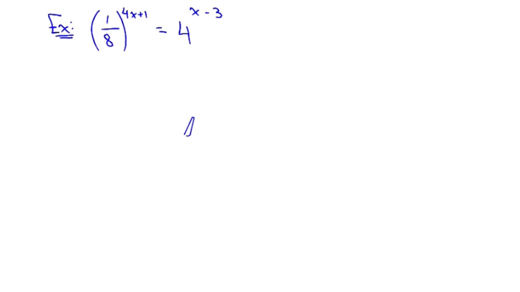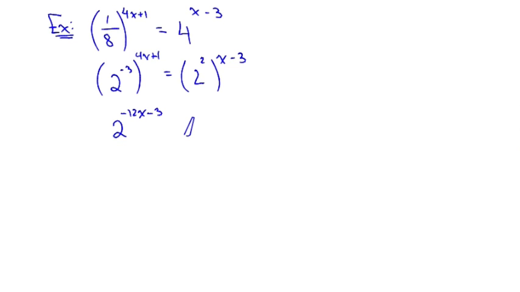Negative 3. So remember, reciprocals, negative powers. So this becomes 2 to the negative 3 raised to the 4x plus 1 is equal to, and then 4 of course is 2 squared raised to the x minus 3. Power to a power, what do you do? Multiply. So this becomes 2 raised to the negative 12x minus 3. The other side becomes 2 to the 2x minus 6.